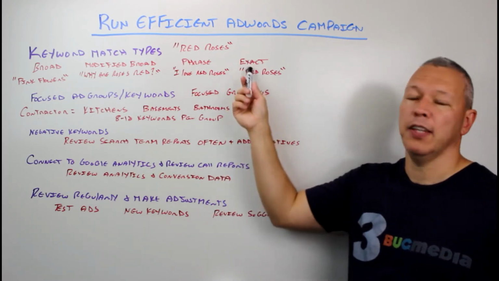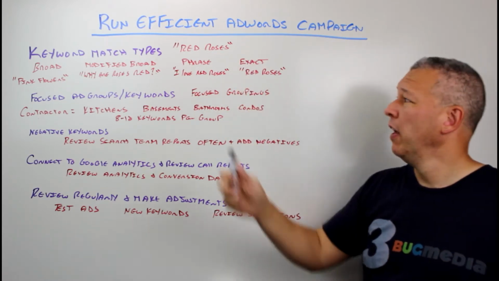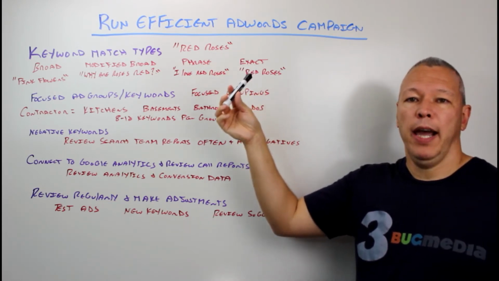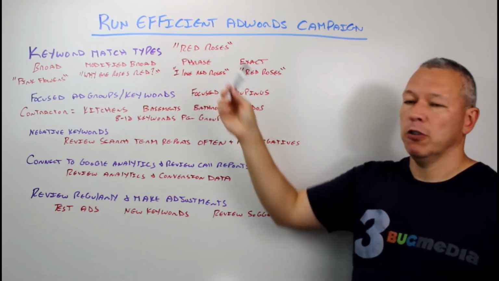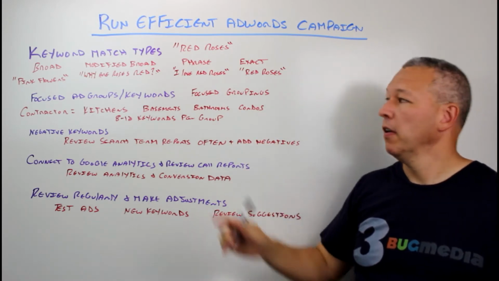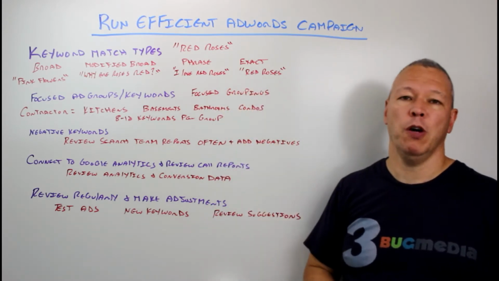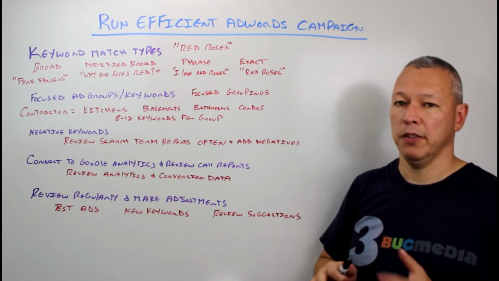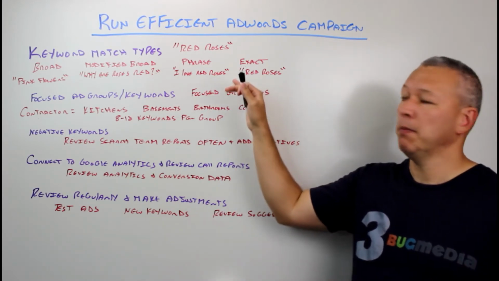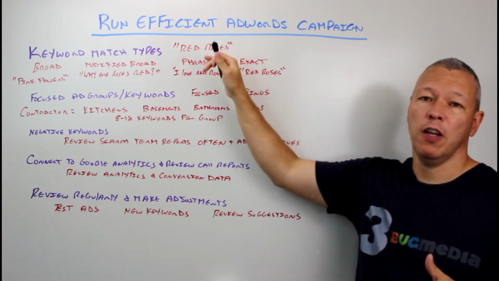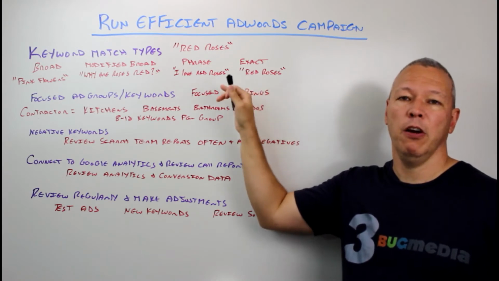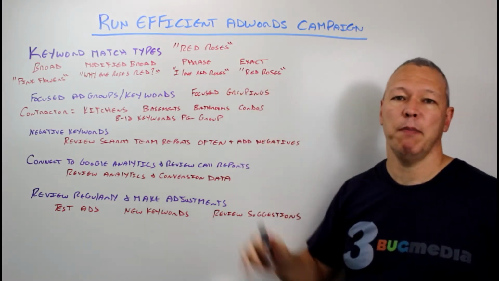And lastly is exact match, which is the most restrictive. And you're basically telling Google only show my ad if somebody types in red roses exactly and nothing else. So red roses, it will show up. Google has taken the liberty to modify that a little bit, so it's not always 100% exact match. So if somebody types in red rose, Google might still take the license and show your ad even though you set it as an exact match.